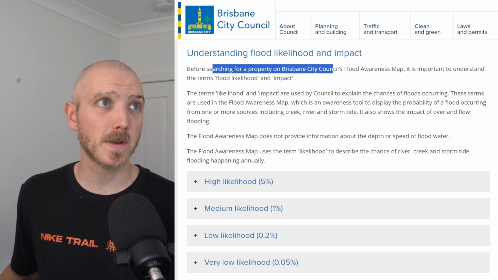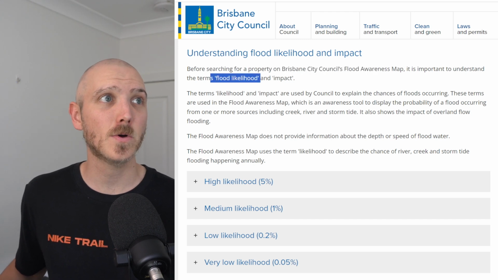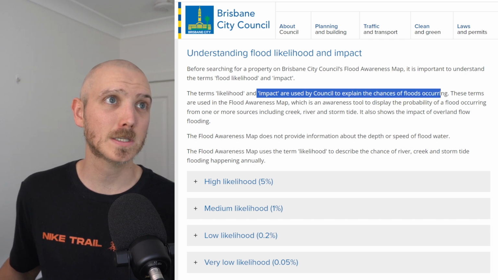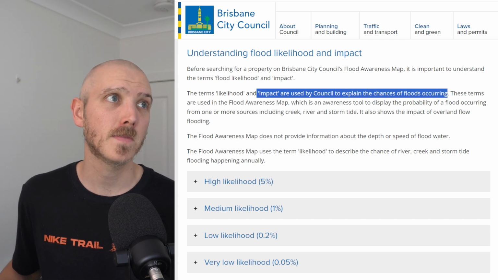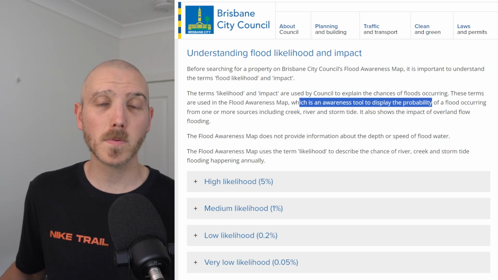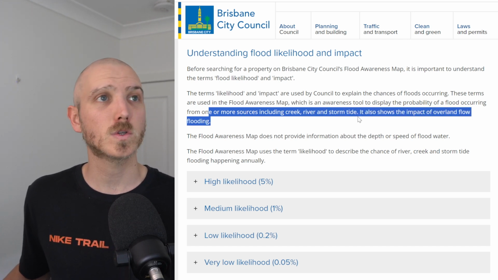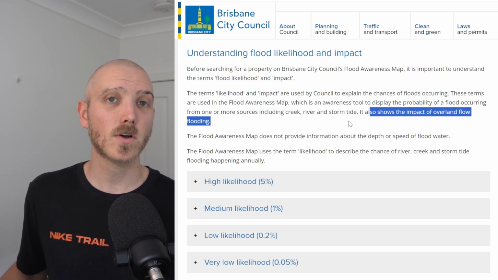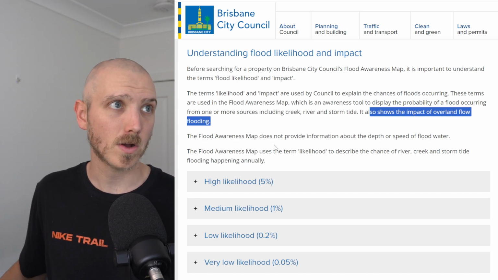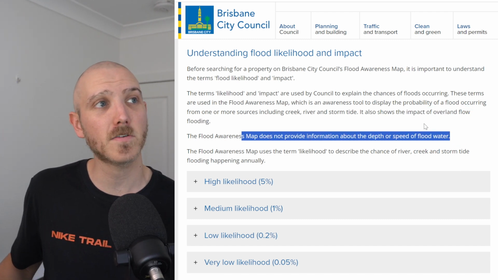Before searching for a property in Brisbane City Council's flood awareness map, it's important to understand the flood likelihood and impact. The terms likelihood and impact are used by council to explain the chances of floods occurring. These are used in the flood awareness map, which is an awareness tool to display the probability of flood occurring from one or more sources: creek, river, or storm tide. It also shows the impact of overland flow flooding, which is a lot of heavy rain and water running across. The flood awareness map does not provide information about the depth or speed of the floodwater.